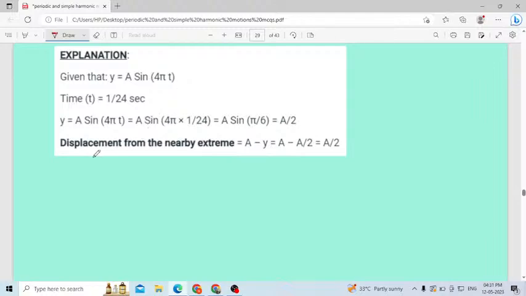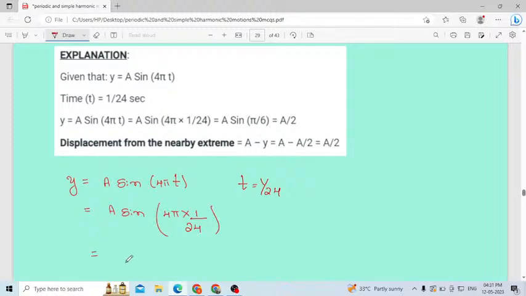I will write it down here. y will be equal to a sine 4 pi t, which is given in the question. Then they have given the value of t is 1 by 24 second. In place of t, substitute the value: a sine 4 pi into 1 by 24.